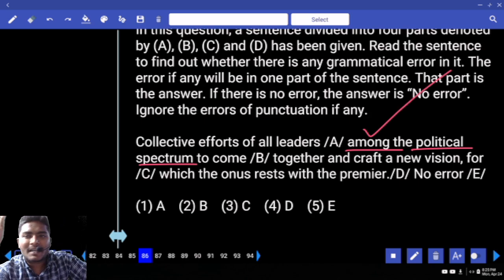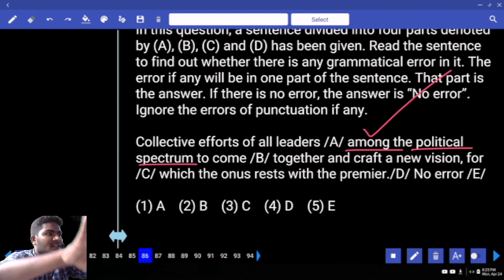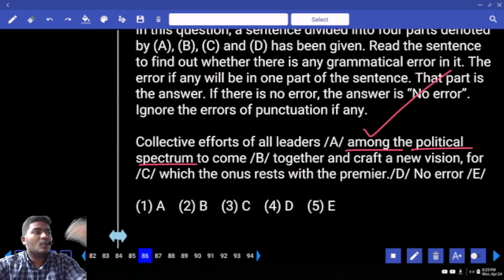What does it mean by spectrum? Can anybody tell me? Spectrum. Okay, tell me whether it is like living or non-living at least. Non-living. It is like an abstract noun. Spectrum is nothing but the area, scope where you work. Like my profession, teaching profession is a spectrum.